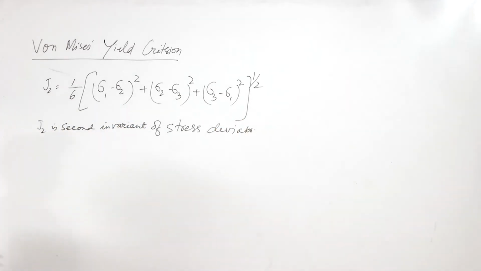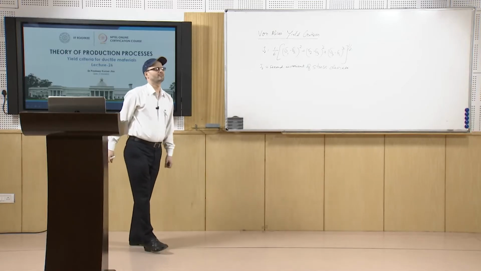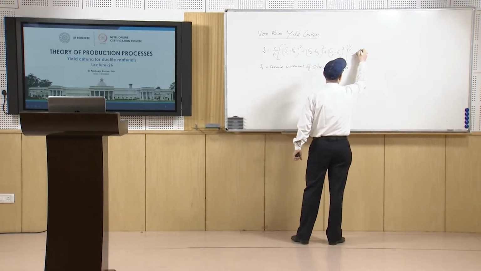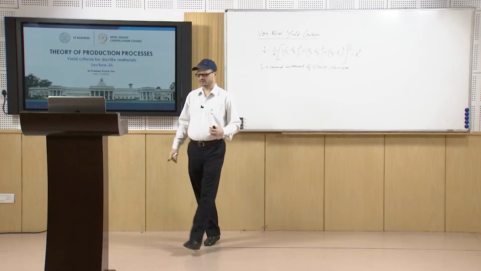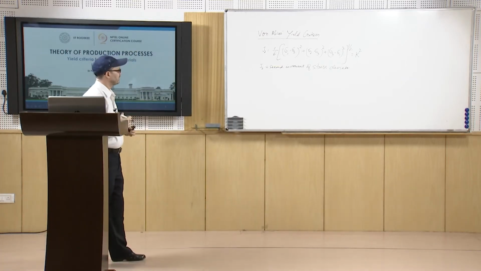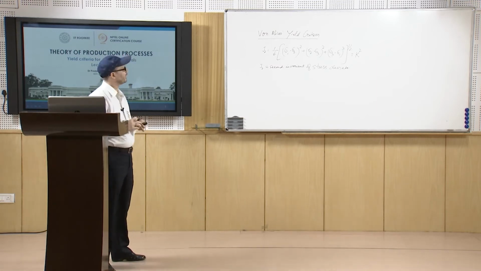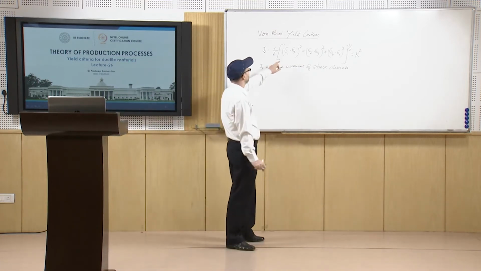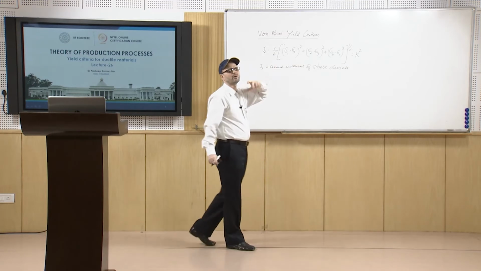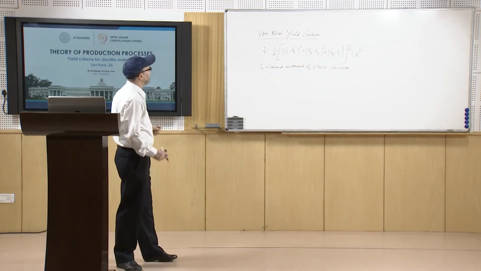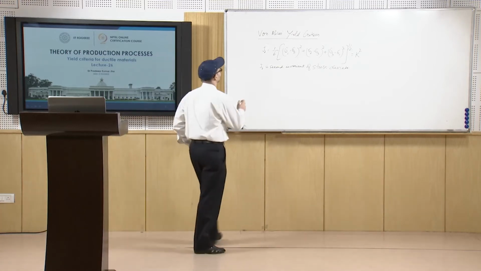It has to reach a certain critical value, that is k square. Once this condition is reached, then yielding will take place. Now, how to find this constant k? Suppose you are taking a uniaxial tension case in which sigma 1 is equal to sigma naught, that is the yield strength.